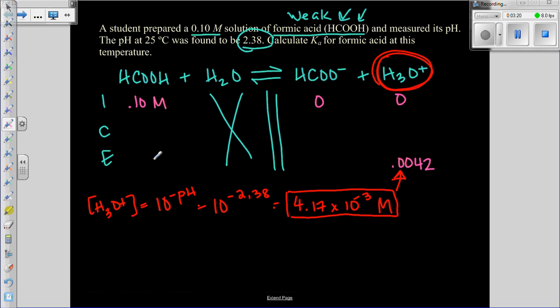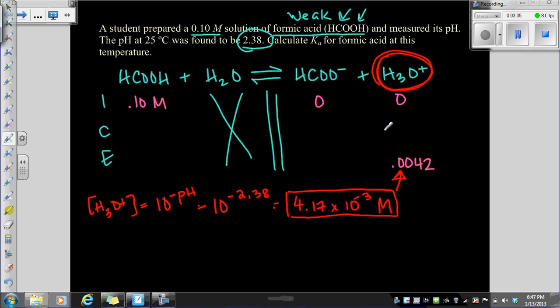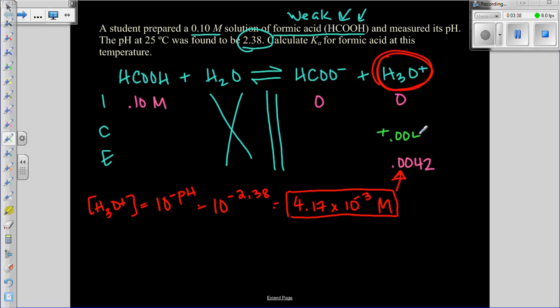Okay, now this is the kind of equilibrium problem where you're given one equilibrium concentration, and then from that you can determine the change. So if we had no hydronium to start and it's now 0.0042, we know that that went up by positive 0.0042. Because hydronium and formate are in a 1-to-1 ratio, formate also increases by 0.0042, and then the opposite side of the fence, formic acid, goes down by 0.0042.